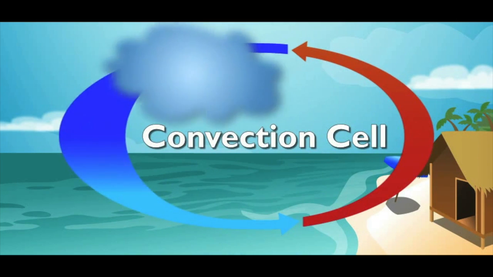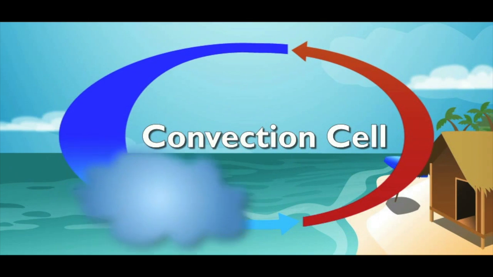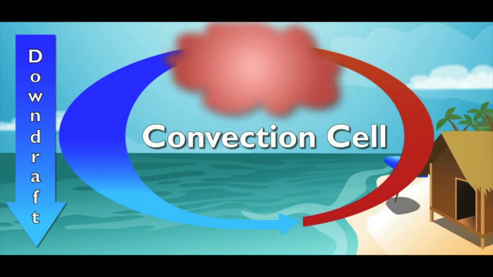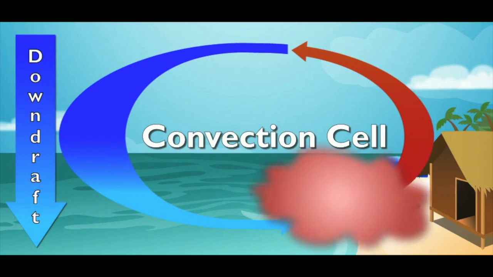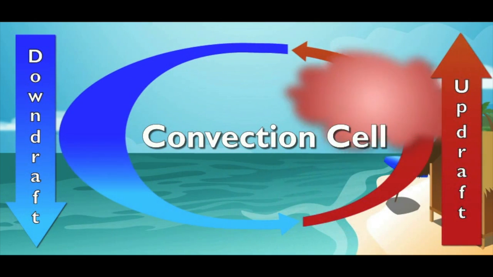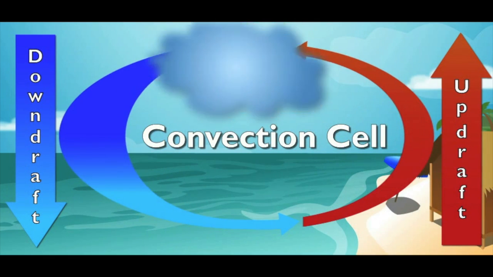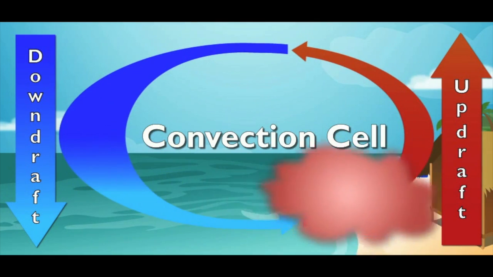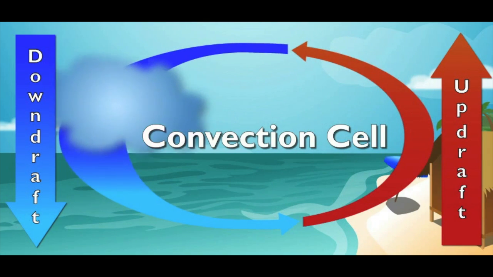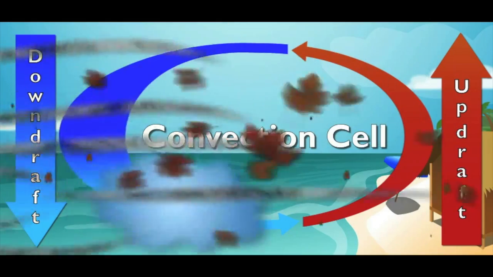Convection cell? Check it out. Say we're at the beach. In a convection cell, the air over the sea cools and sinks. That's a downdraft. At the same time, the air over the land gets warmer and rises. That's an updraft. The cool, high-pressure air moves towards the land and heats up, replacing the warm air. And the warm, low-pressure air moves out to sea and cools, replacing the cool air. The movements of the air cause wind.